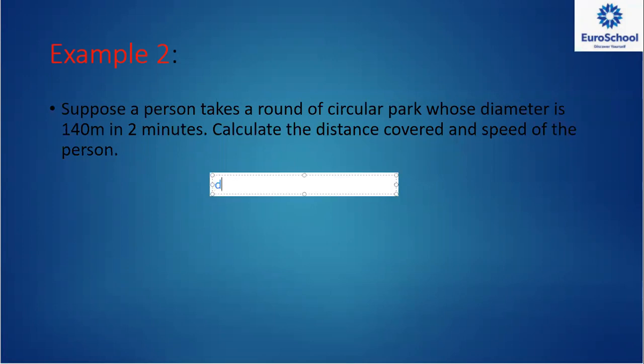Let's first calculate the distance. Distance is equal to 2 pi r. 2 into 22 divided by 7 multiplied with what is r here? Diameter is 140, so radius is half of that, so 70. So this value comes out to be 440 meters. So now we got the distance.